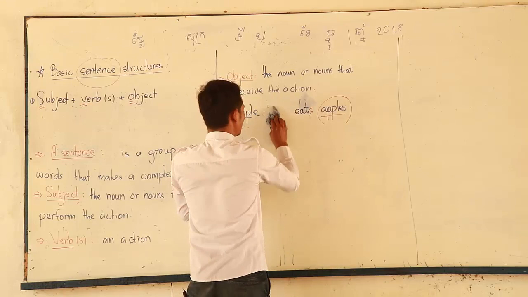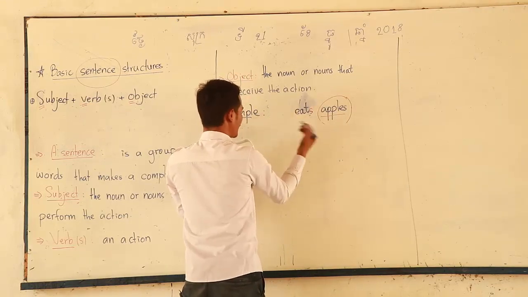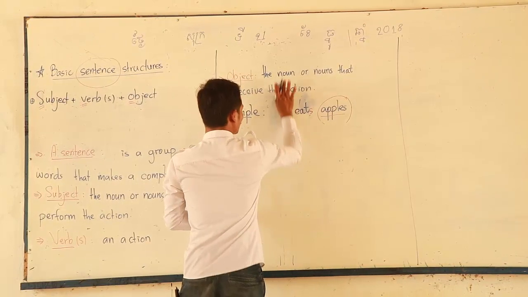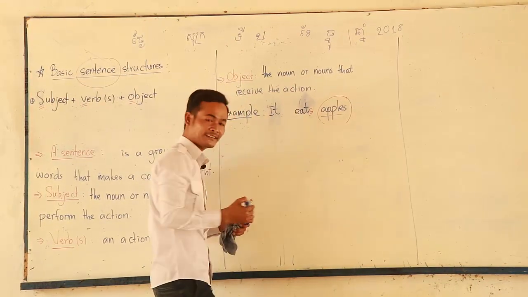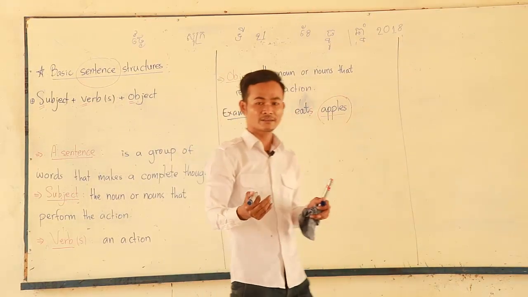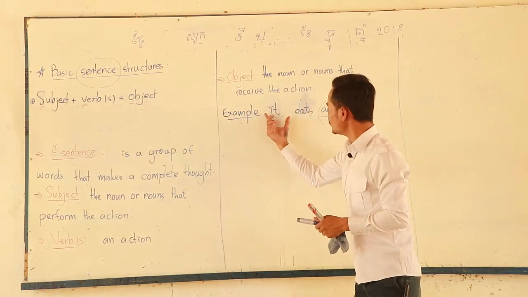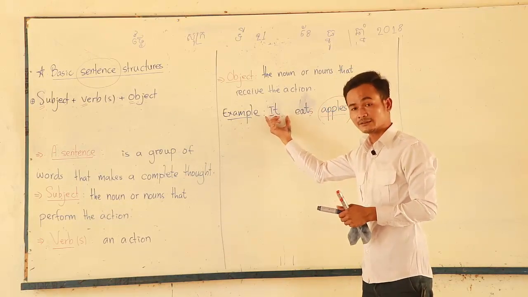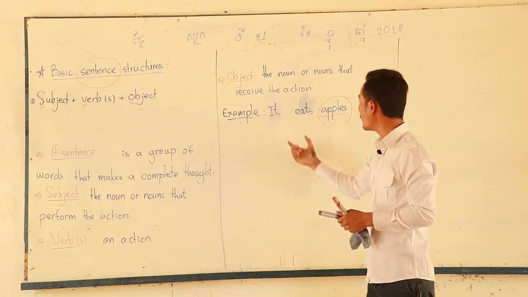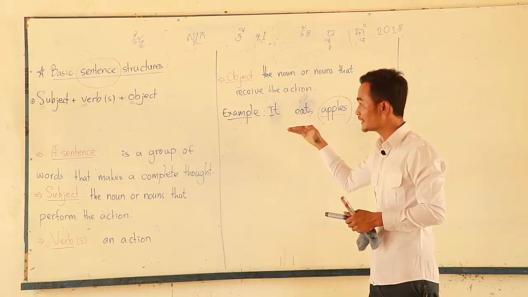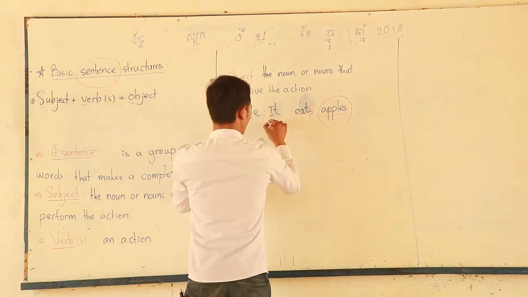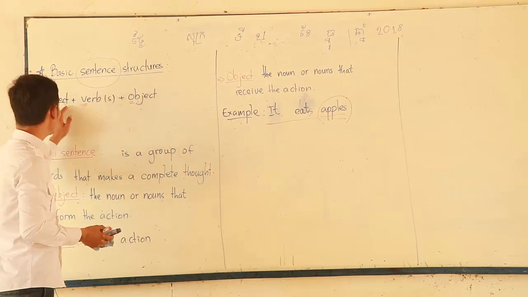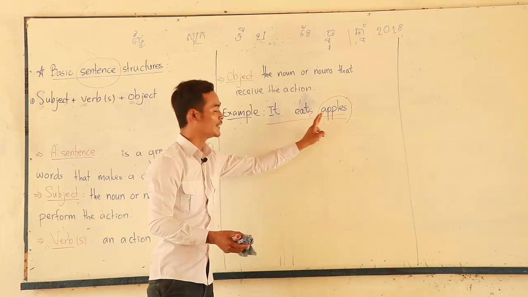Sorry, we change "she" to "he", right? He eats apples. Okay, then we can change "he" to "it". Okay, it eats apples. So you can have a new sentence by changing the subject, changing verbs, or by changing the objects. Really easy, right? So this, we call basic sentence structure, made of three elements: subject, verb, object.